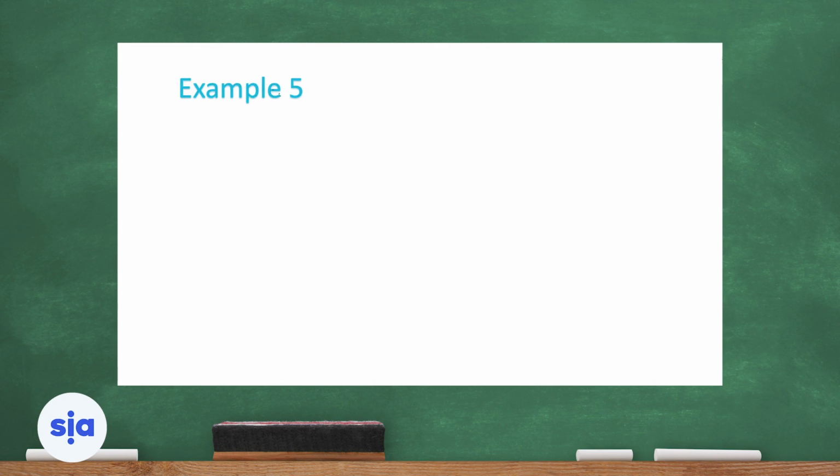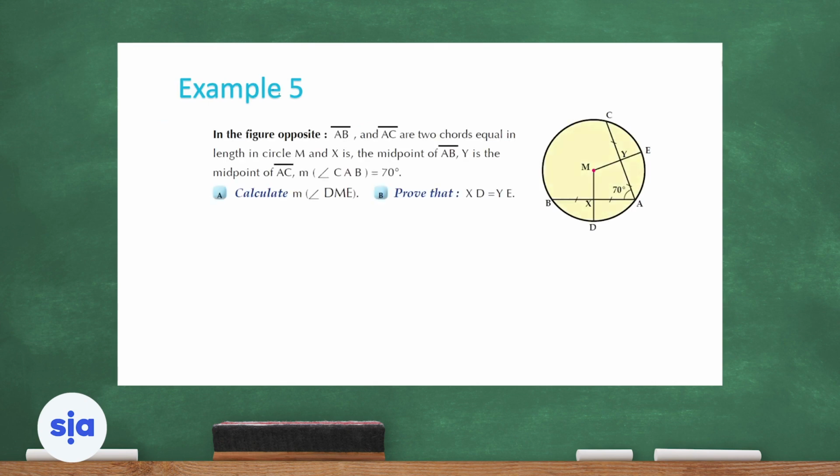Let's move to our last example, which is example 5. In the figure opposite, AB and AC are two chords equal in length in circle M. And X is the midpoint of AB, where Y is the midpoint of AC. And also given that the measure of angle CAB is 70 degrees. How can we calculate the measure of angle DME?